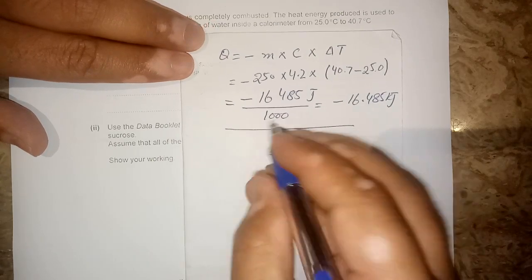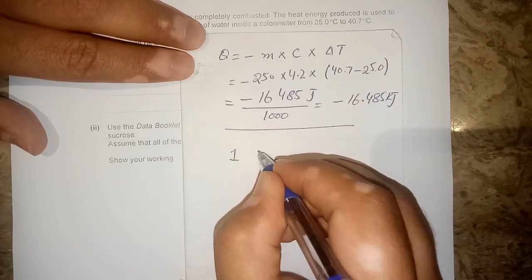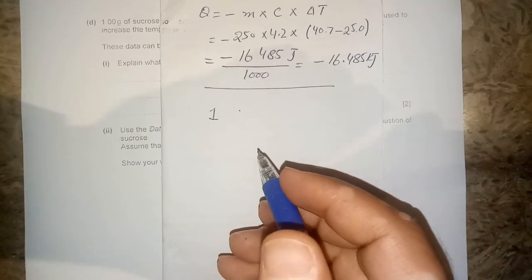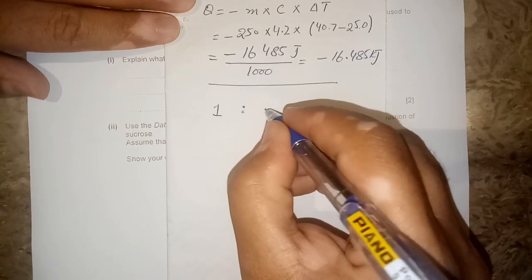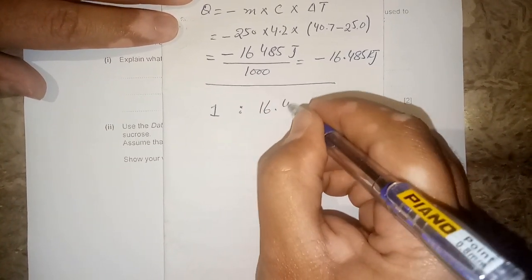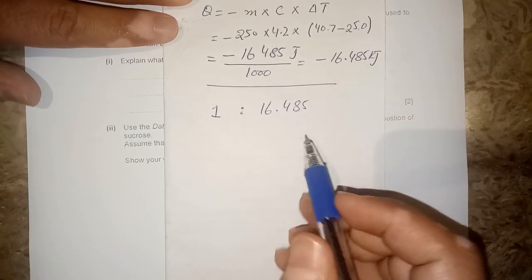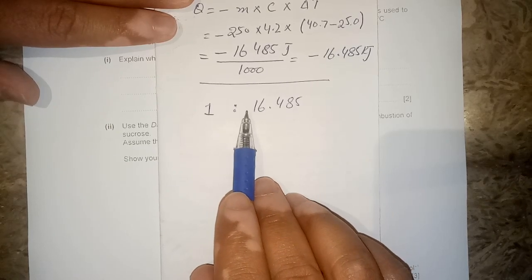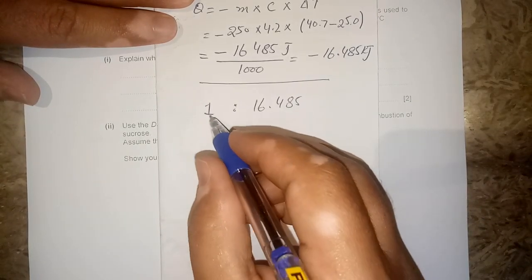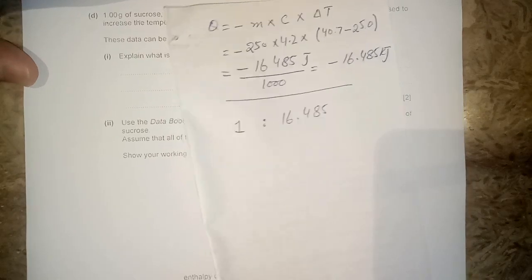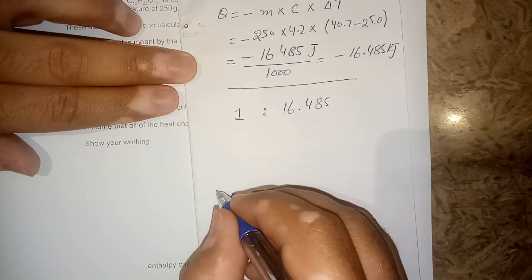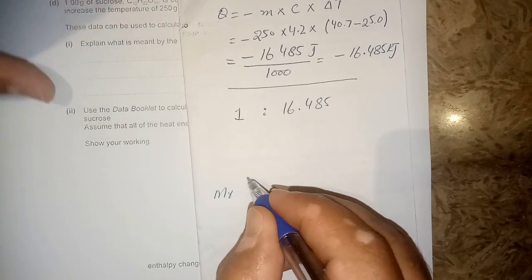Okay, as we need to find the enthalpy change, for that we have to make a ratio. We can say that when 1 gram of sucrose is burned, it releases 16.485 kilojoule energy. As I am using the word release, that is why I'm not mentioning the negative sign. Then, as we have to find the energy released by 1 mole, we must find the molar mass, that is the Mr of sucrose.